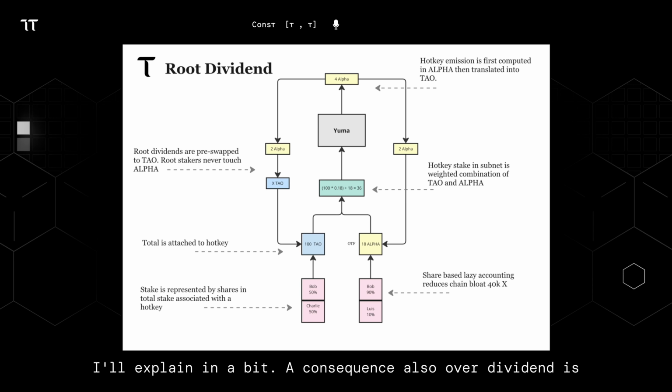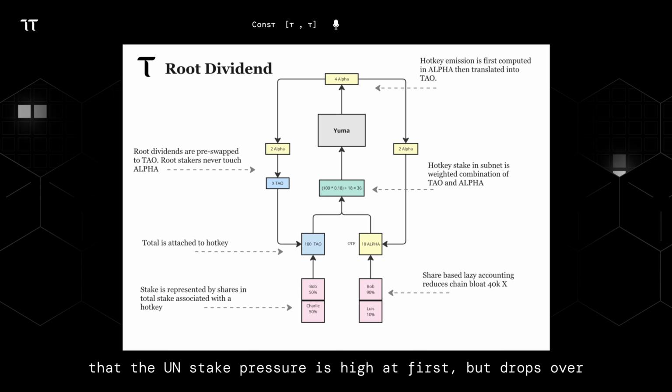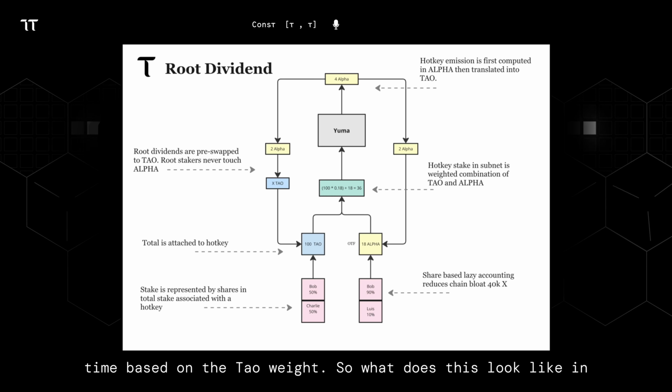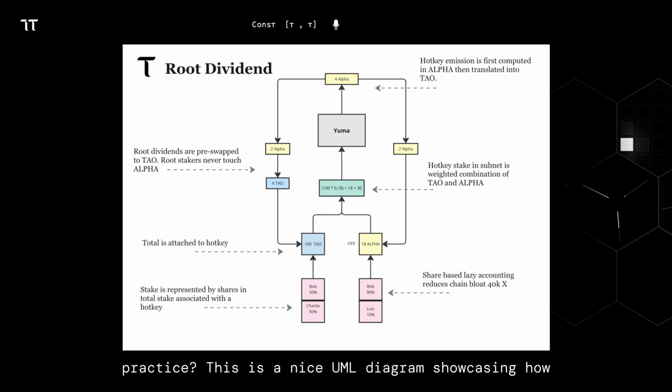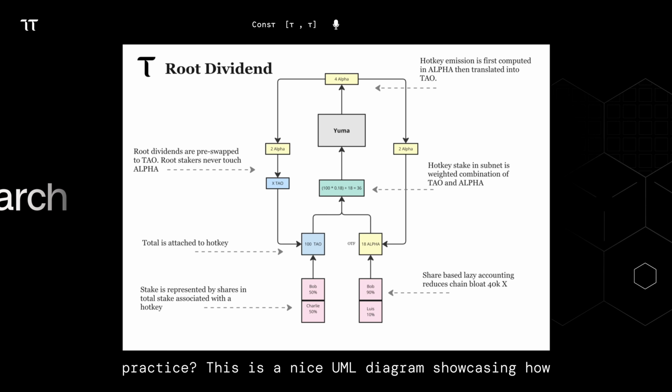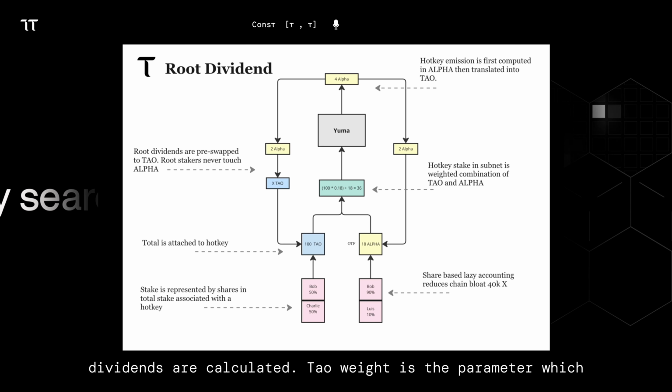A consequence also of root dividend is that the unstake pressure is high at first, but drops over time based on the tau weight. So what does this look like in practice? This is a nice UML diagram showcasing how dividends are calculated.